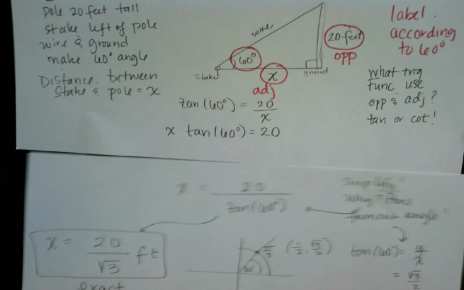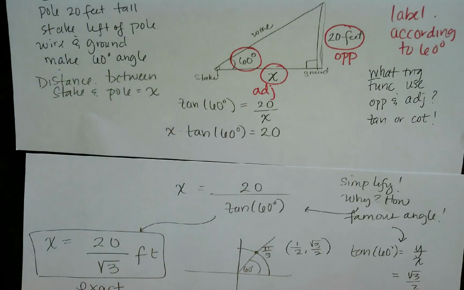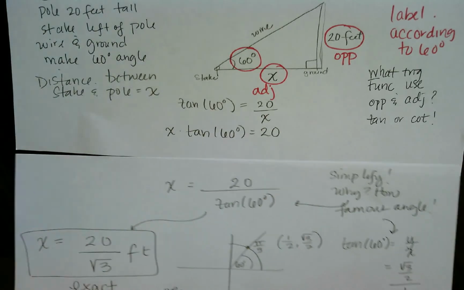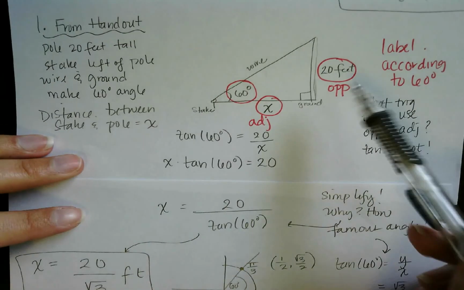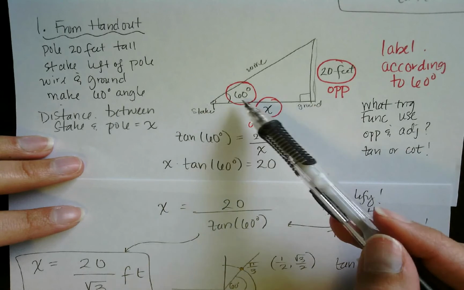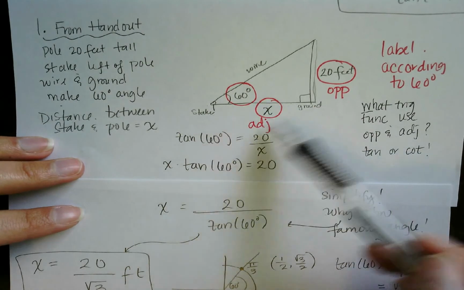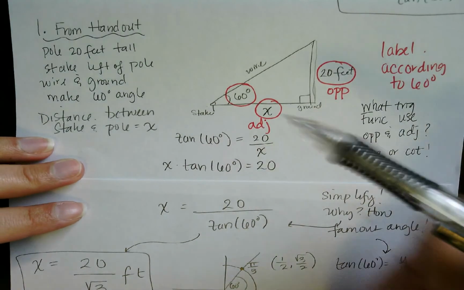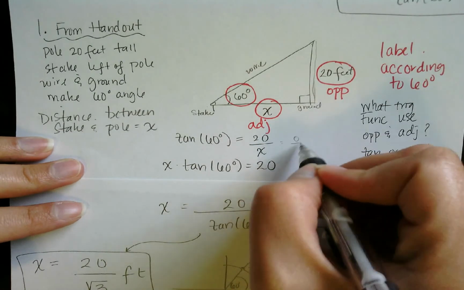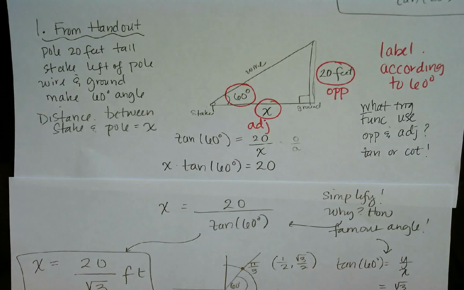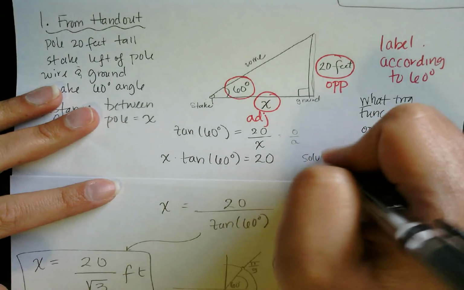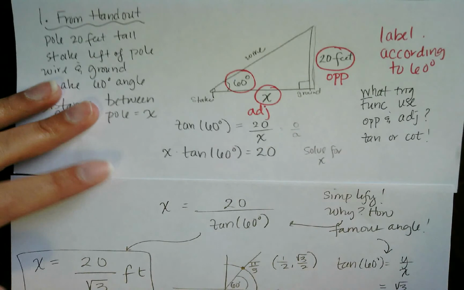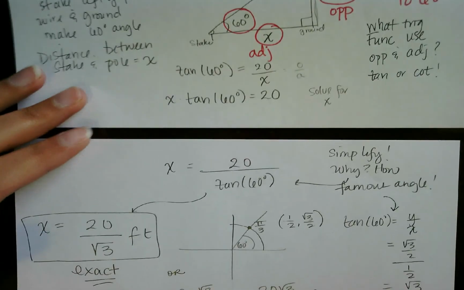Alright. I wish I could ask what questions, but nobody wanted to do it live, so here I am taping this. Okay, let it all sink in. How we use tangent. We use tangent again because we're using the opposite side and the adjacent side with our 60 degrees. We labeled it according to the 60 degrees. And tangent is opposite over adjacent. Okay. Solve for x. And then simplify using our unit circle. Okay.